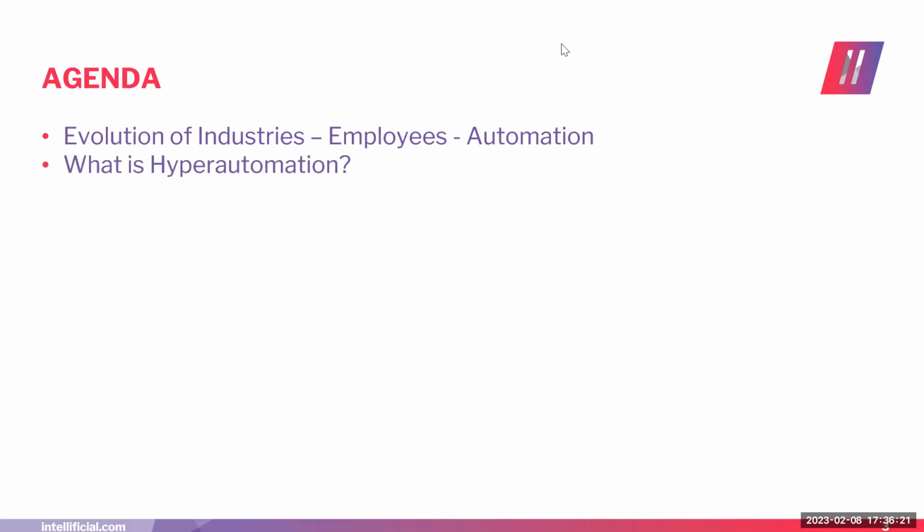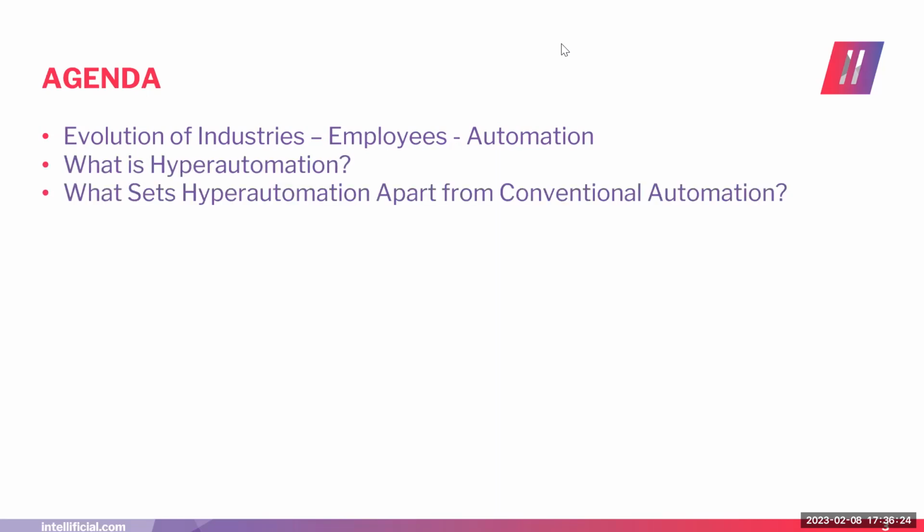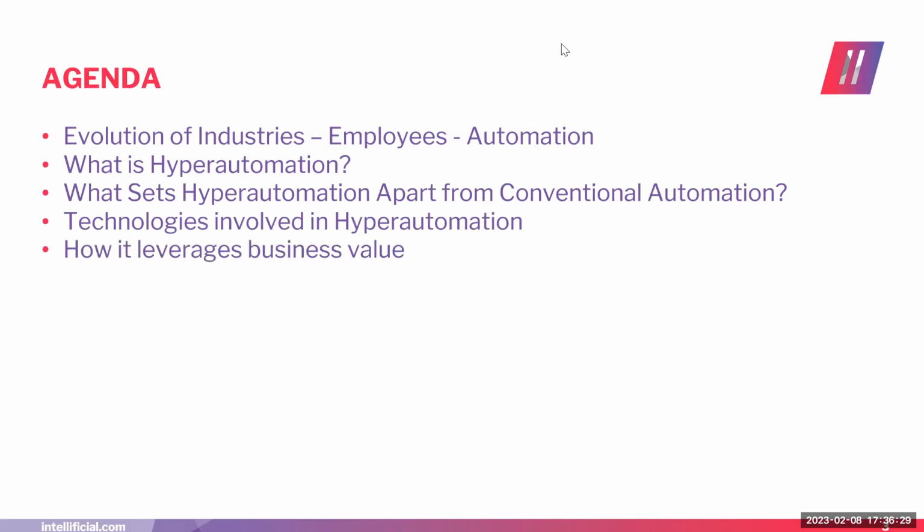So let's look at the agenda. Before getting to know about hyperautomation, we need to know about the evolution of industries, evolution of employees, and evolution of automation. And then we'll understand the basic definition of hyperautomation, what sets it apart from conventional automation, the technologies involved in hyperautomation, and how the business value is getting leveraged from hyperautomation. We'll understand API, the application programming interface. If you have no idea about that, I'll give an introduction about that as well.